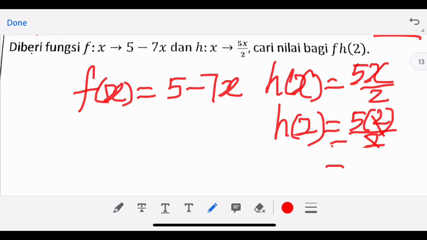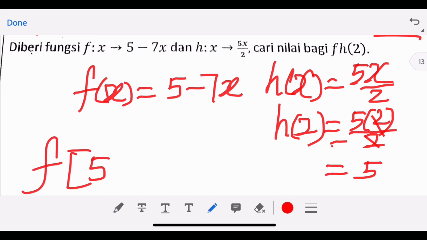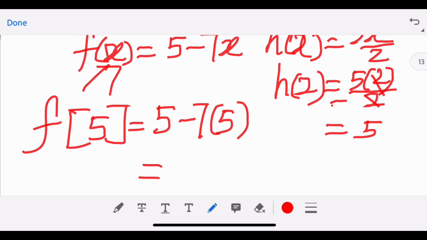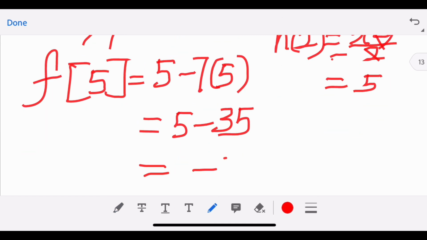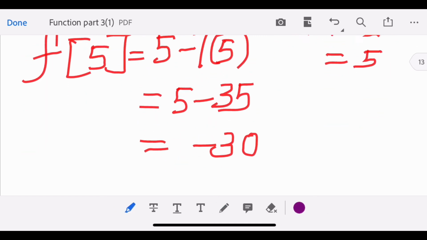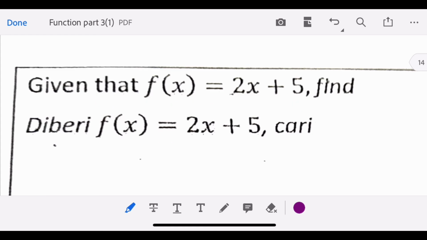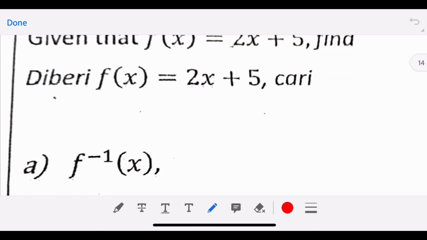Okay, so then you substitute the h2, which is 5, into there. So you're going to use this function 5 minus 7 times 5, so it will be 5 minus 35. So the answer is negative 30. Okay, so this is the answer for question number 13. Question number 13, answer is negative 30. How about question number 14?